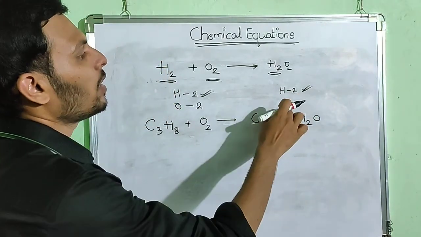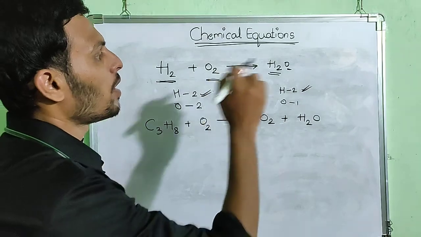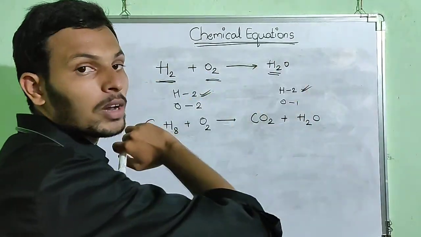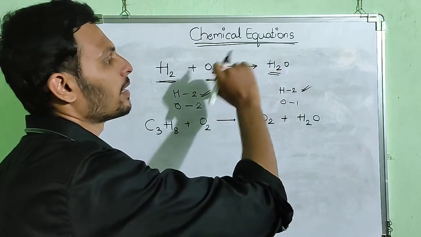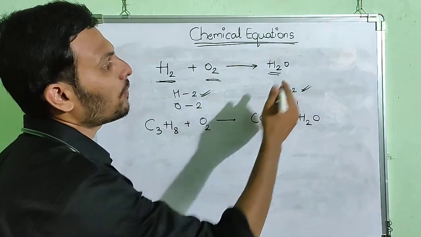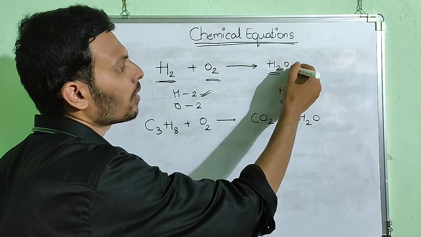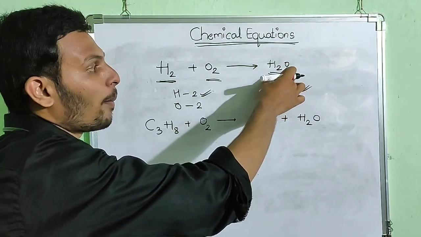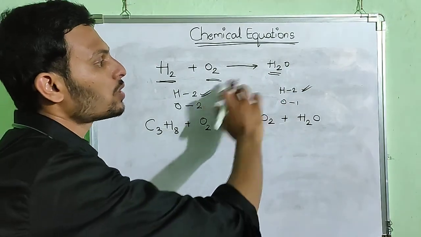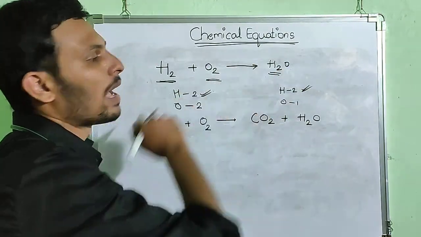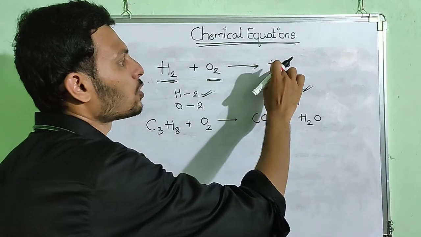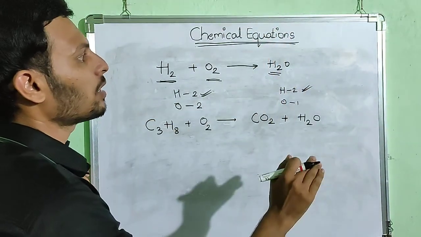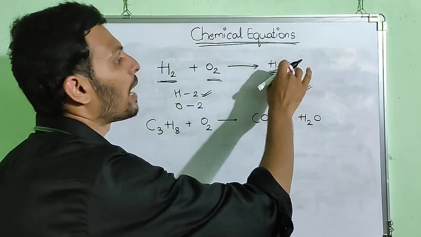If I need to balance this equation, I have to add one more oxygen on the product side. But if I add the 2 as a subscript here, the product will change. My intention is not to change the product, only to balance it. If I write H2O2, that would be another product. I am not changing the product, I am only balancing it.